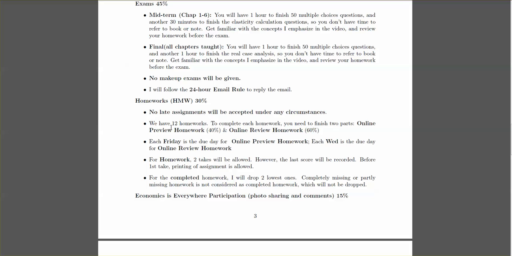For each homework, it has 2 parts: the preview homework and the review homework. The preview homework takes up 40% of your homework. The preview homeworks are just multiple choice. By looking at the textbook and watching the video, you can answer them easily. And the second part, the review homework, takes up 60% of your homework grade.